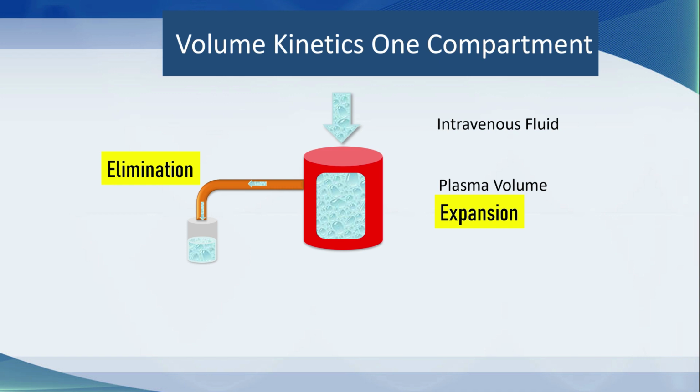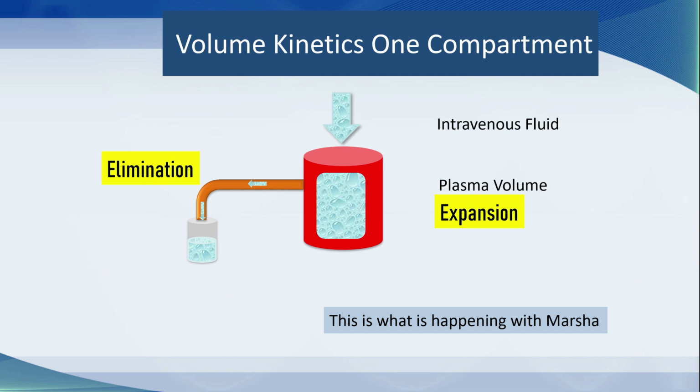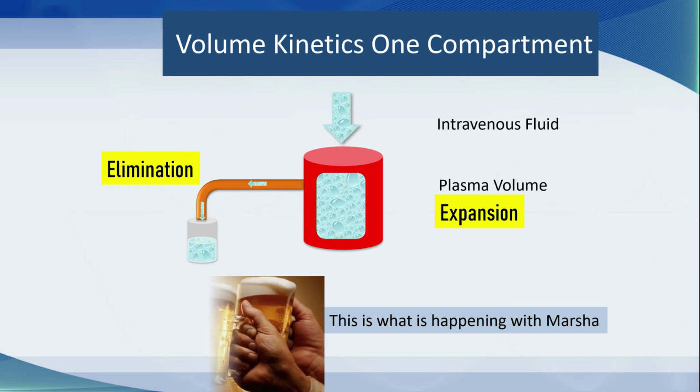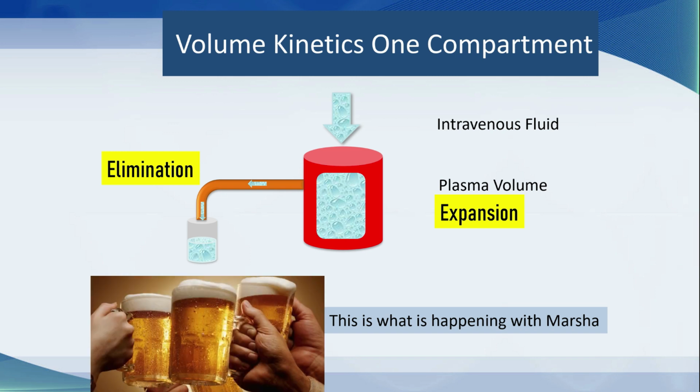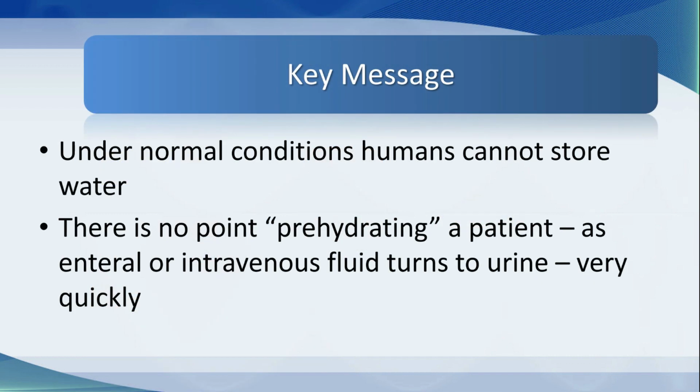This will be familiar to any of you who have ever gone to the pub for several hours and several pints. You spend nearly as much time in the toilet as you do sitting at the table. And it is exactly what is happening with Marcia when she gets her litre of fluid. The key message here is that under normal circumstances, humans can't store water. There is no point prehydrating a patient, either enterally or with intravenous fluids, because that fluid turns to urine very quickly.